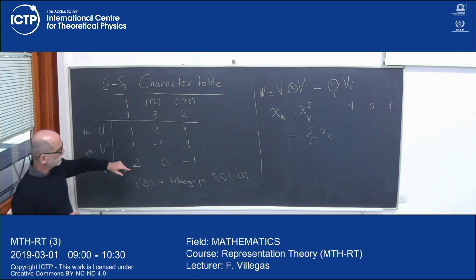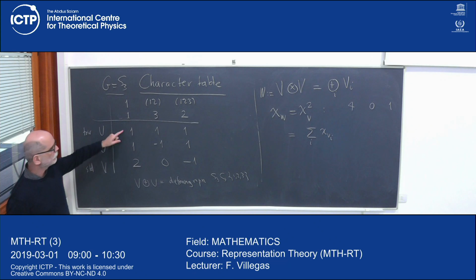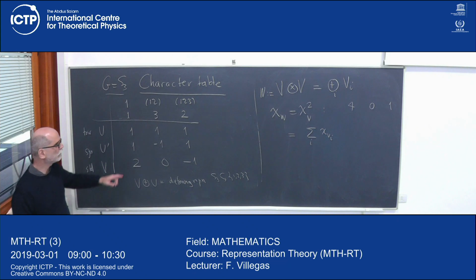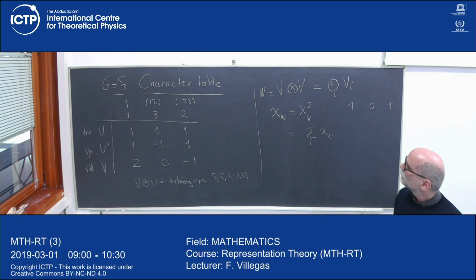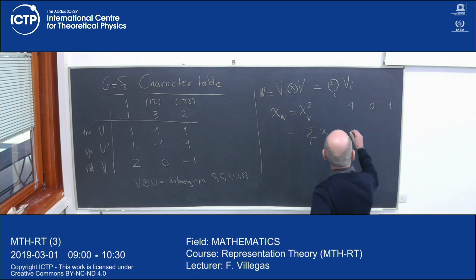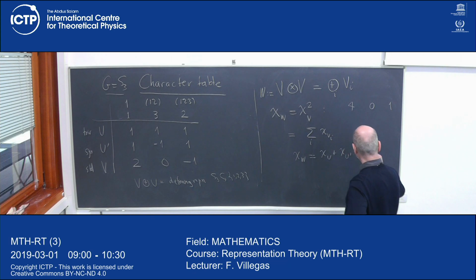So this will all come later, but what I'm anticipating is that I can write 4, 0, 1 as a linear combination of the three rows in a unique way. And we should be able to just spot it. So can we do that? How can we write the values 4, 0, 1 as a linear combination of these three? It looks like that's the sum of the rows. So in fact, chi of W is chi of U plus chi of U prime plus chi of V.